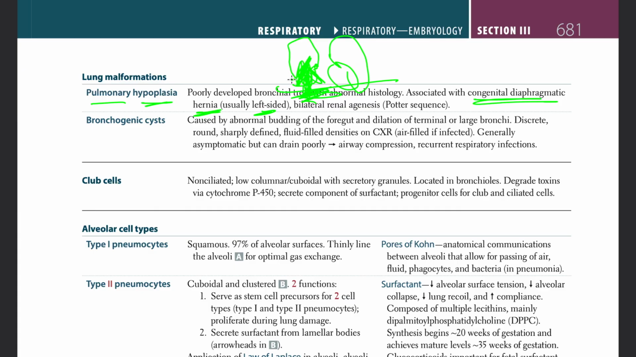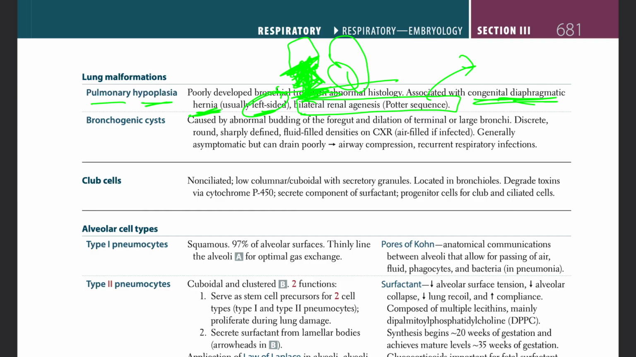So on this side the diaphragm is going up, so now the diaphragm is just all in the lung. So what's going to happen to the lung? The lung is not going to form. It's going to be hypoplastic. That's what it is: congenital diaphragmatic hernia, usually on the left side. Now the next thing is bilateral renal agenesis as part of a sequence. What is a sequence again?